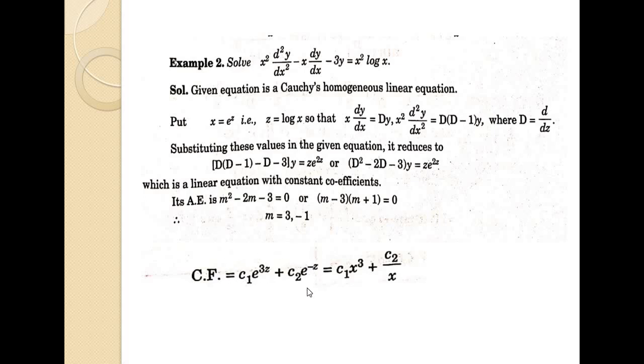So the complementary function will be in terms of z, but our differential equation is in terms of y and x, where x is the independent variable. So we need the complementary function also in terms of the independent variable x, and that can be done by simply replacing e power z by x here. So it will be c1 into e power 3z, which can be written as x cube, plus e power minus z, which can be written as 1 by x. Therefore, the complementary function for the given Cauchy's homogeneous equation is c1 x cube plus c2 by x.